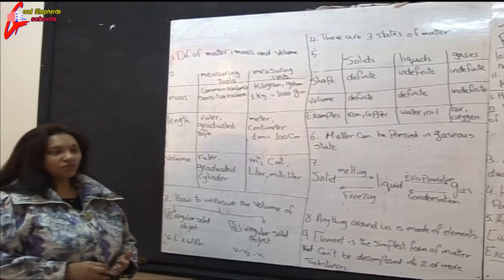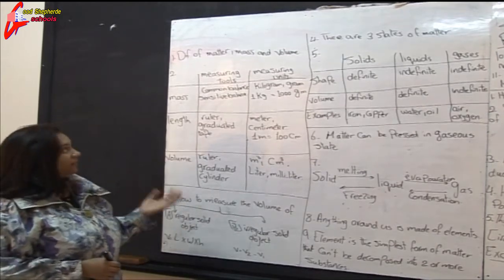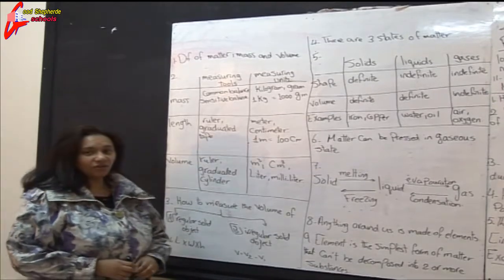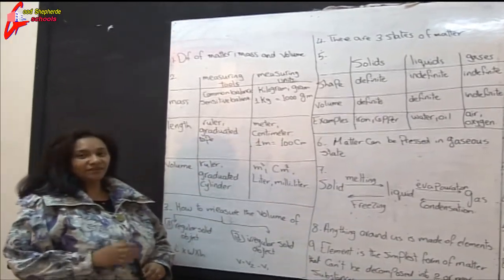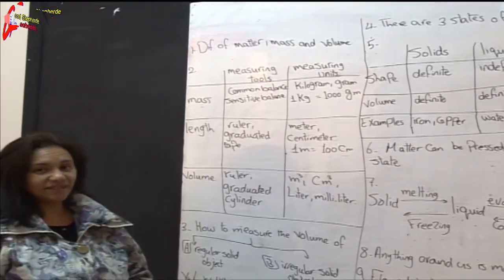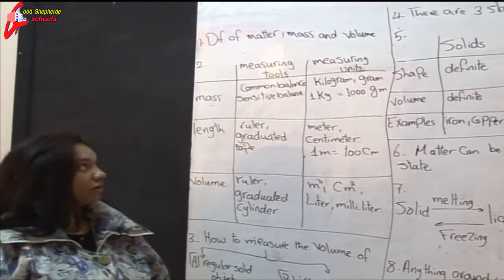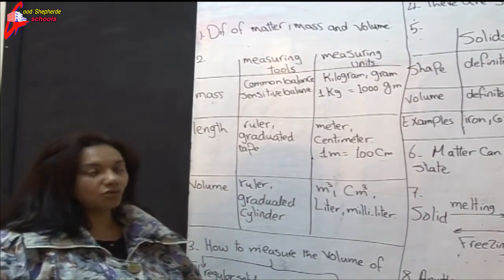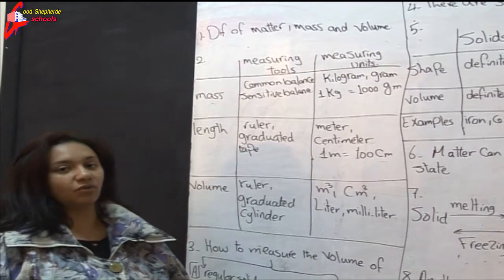In the first lesson we talked about matter, mass and volume and their definitions. What is the definition of matter? Matter is everything around us that has mass and volume. Mass is the amount of matter in the object, and volume is the space which the body takes, or the space occupied by the object.